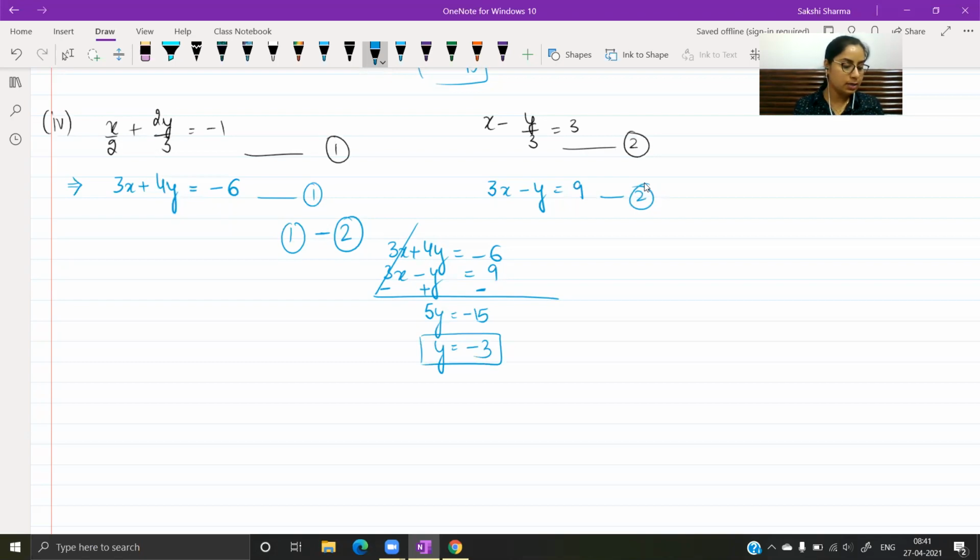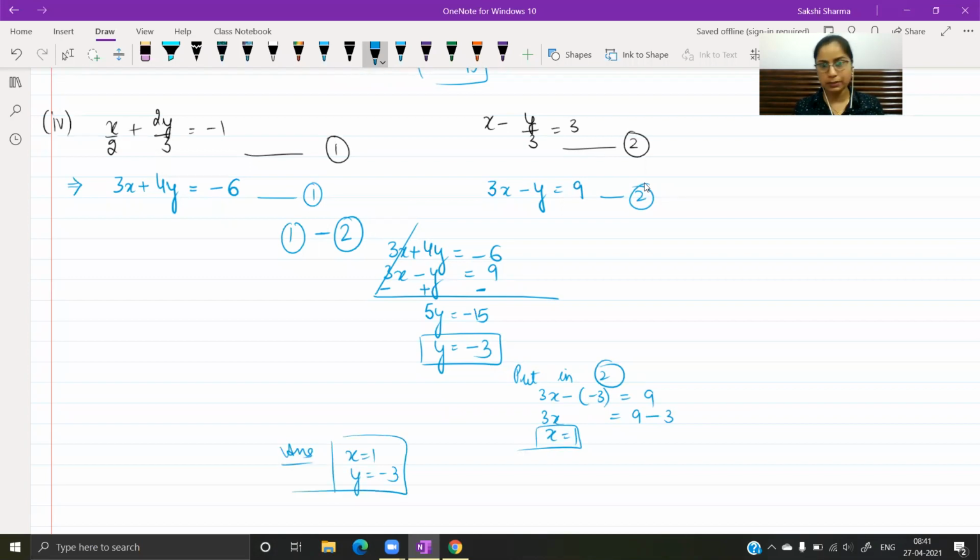Y is -3. Use this in any of the equations. You have the original equations 1 and 2 and the modified ones, whichever seem to be fine. I'm going with equation 2. So the answer comes out to be x as 2, y as -3.